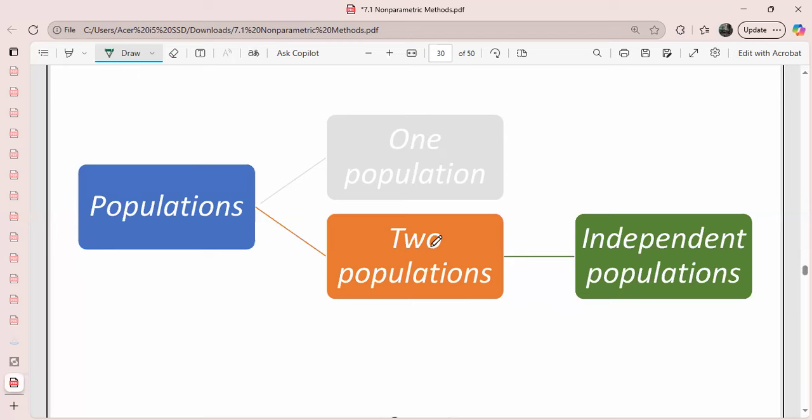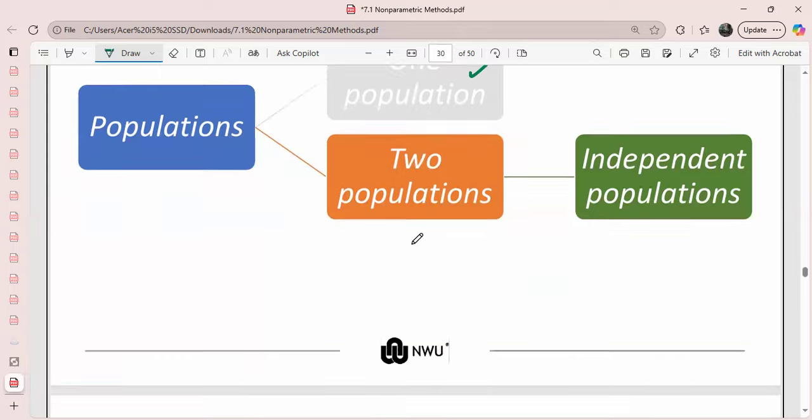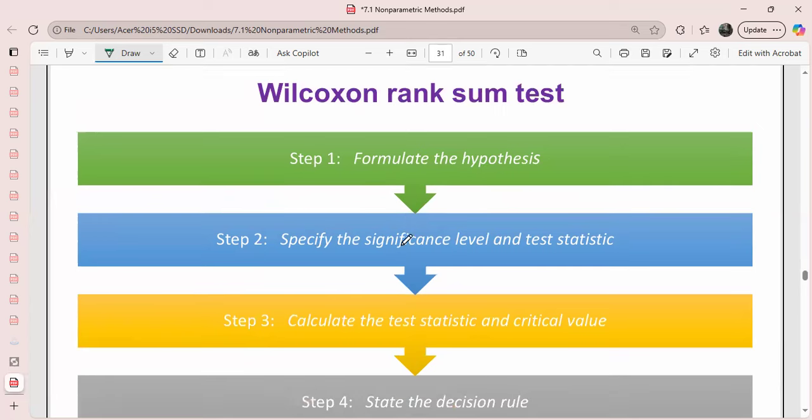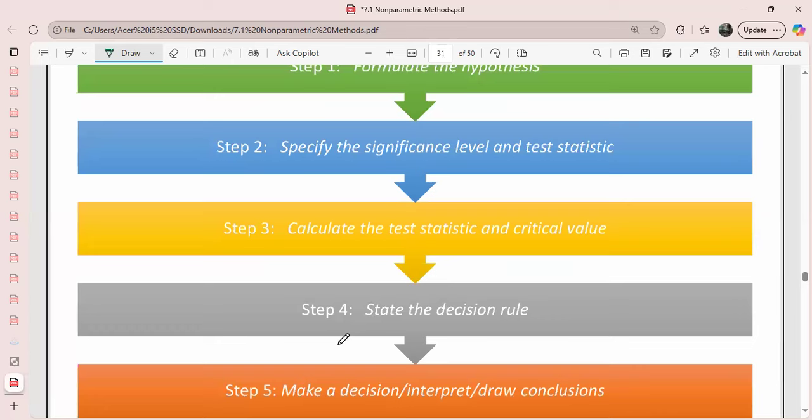Now we're on the two populations. You saw the one population and how they ask questions. Now the two populations, we'll be dealing with independent populations. Let's see. This is interesting: the Wilcoxon rank-sum test. The steps are still the same: formulate the hypothesis, specify the significance level, then calculate the test statistic and the critical value. After that you state the decision rule, make a decision, interpret, and draw the conclusions.